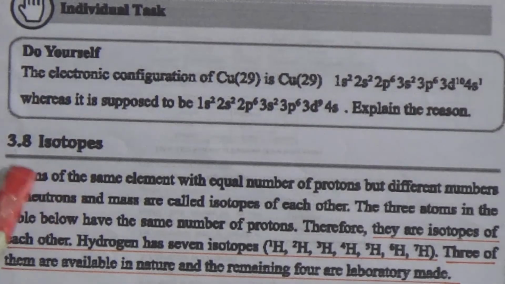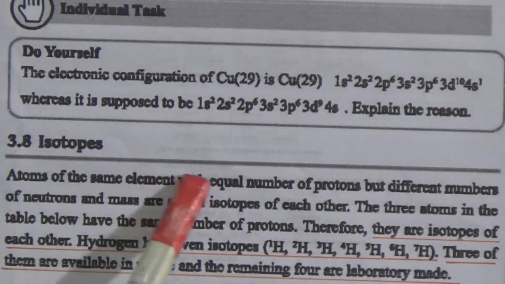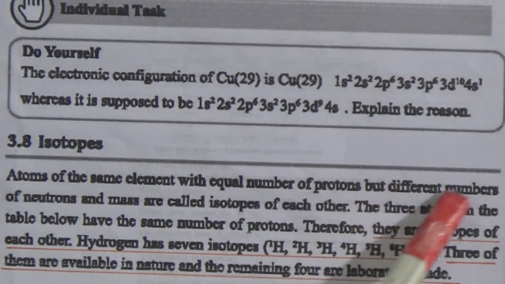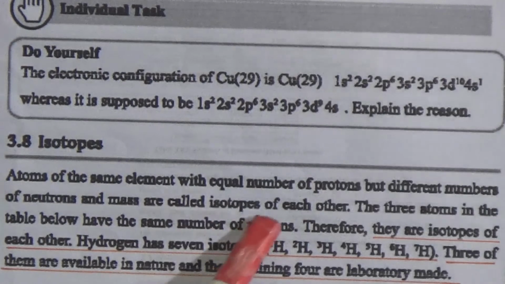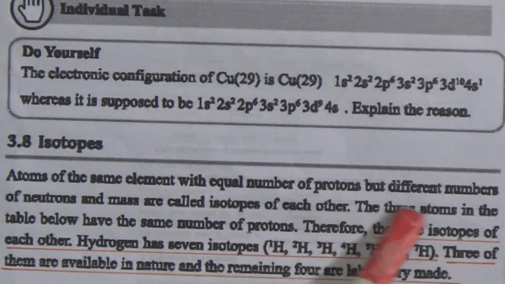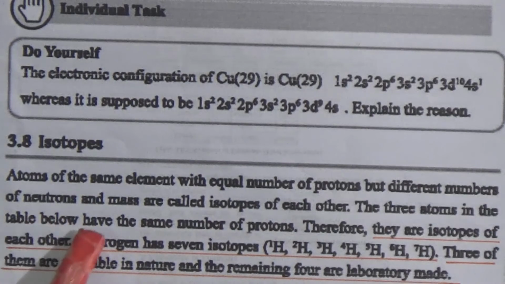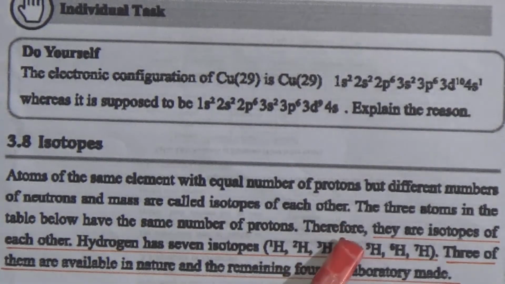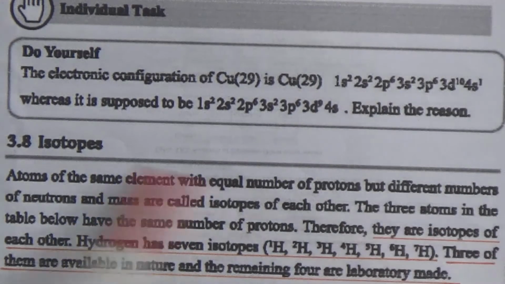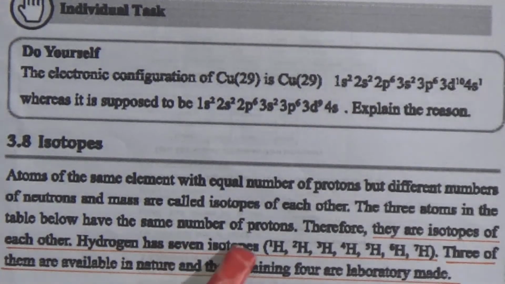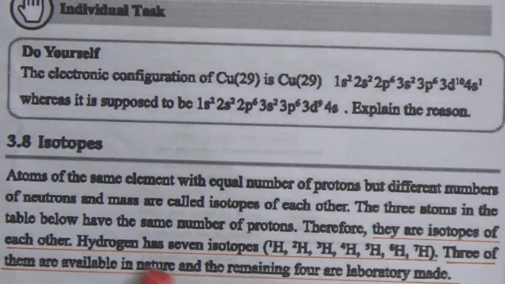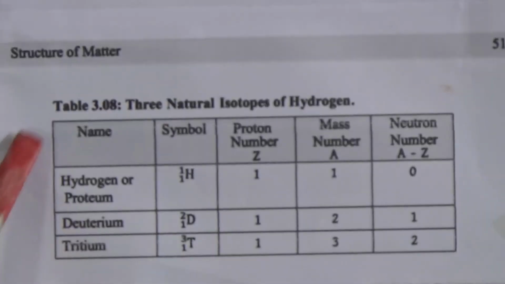Now we will discuss isotopes. Atoms of the same element with an equal number of protons but different numbers of neutrons and different mass are called isotopes of each other. The 3 atoms in the table below have the same number of protons, therefore they are isotopes of each other. Hydrogen has 7 isotopes. Here you can observe the isotopes of hydrogen. 3 of them are available in nature and the remaining 4 are laboratory made. Here are the 3 hydrogen atoms we can find in nature.